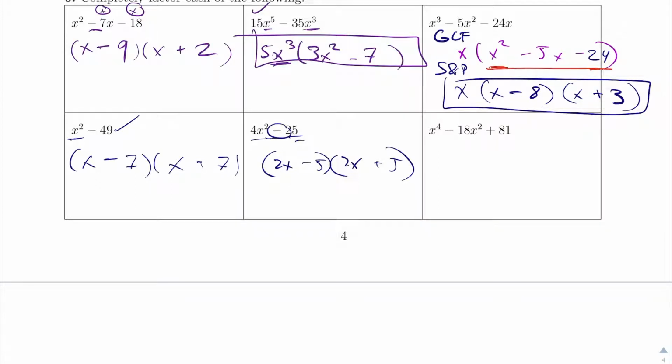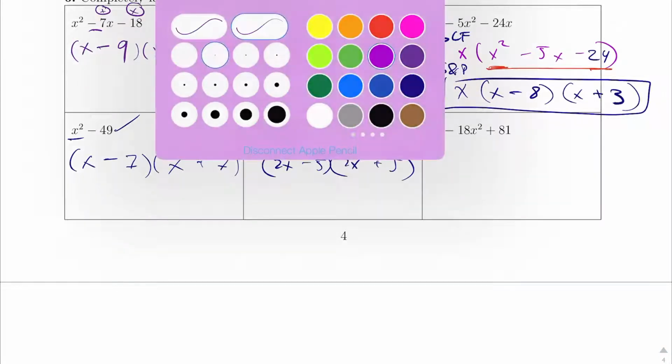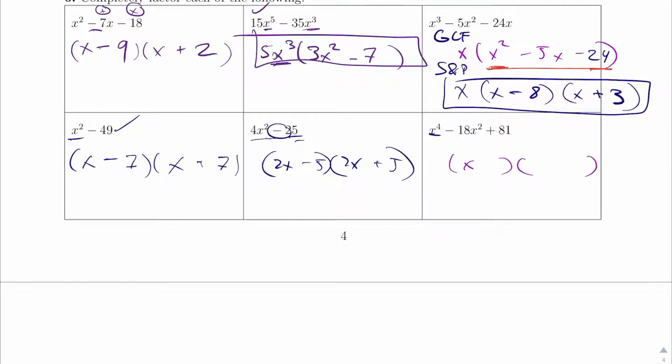For this one, it looks exactly like a sum and product, but with x to the 4th. So it's a modified sum and product. We need to have x squared and x squared to give us x to the 4th. And then two numbers that add to 81, multiply to 81, and add to negative 18. That's going to be x squared minus 9 and x squared minus 9.